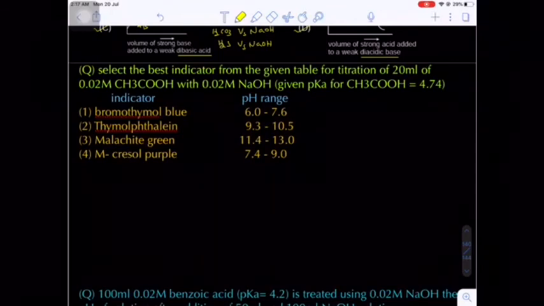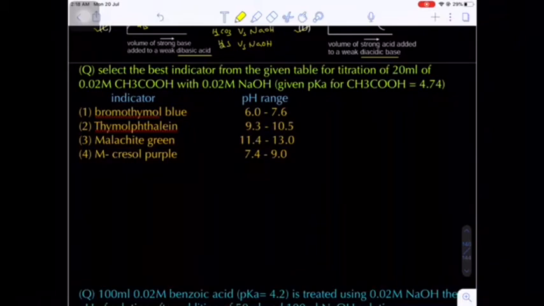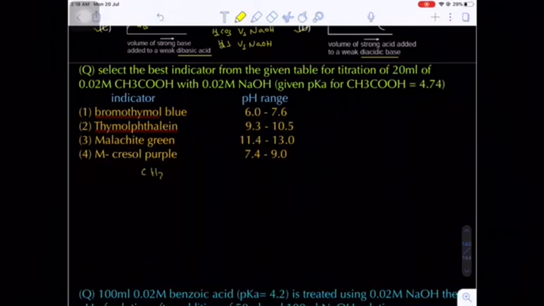Okay. Now come to next question. Select the best indicator from the given data. Okay. Here there are 4 indicators given: bromo thymol blue, thymolphthalein, malachite green and m-cresol purple, that is metacresol purple, and the pH range is given. First of all, we have to find the pH of the end point of the solution, that is the equivalent point of the solution. Okay.